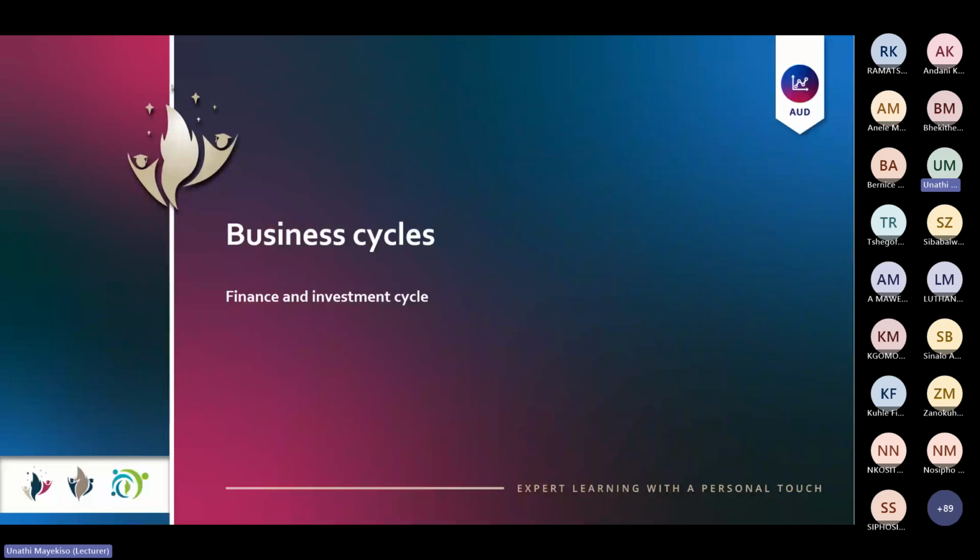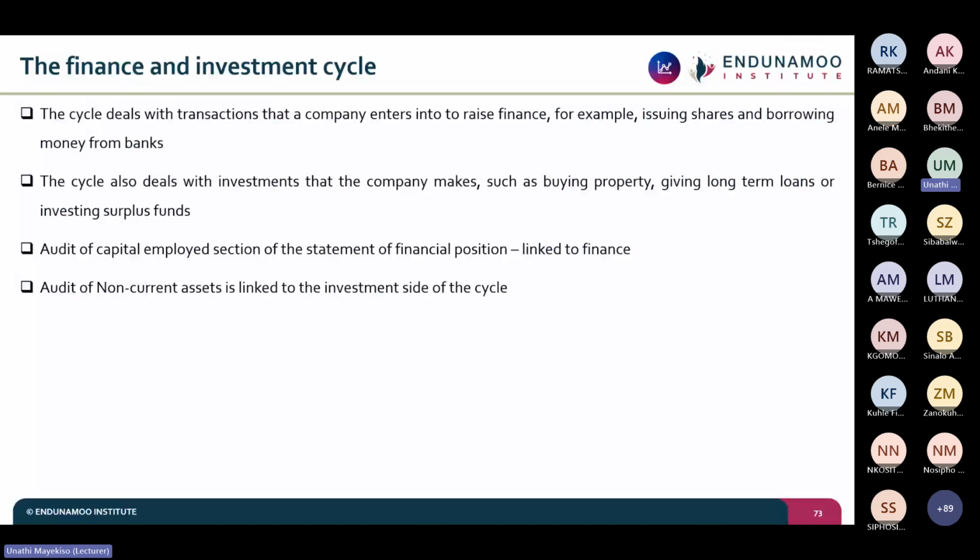Issuing shares, borrowing money from the bank, buying property, giving long-term loans, investing surplus funds, capital employed, which would be your equity. So if there's a capital contribution from shareholders, that would sit in finance and investment. And then any non-current assets that are in your financial statements.